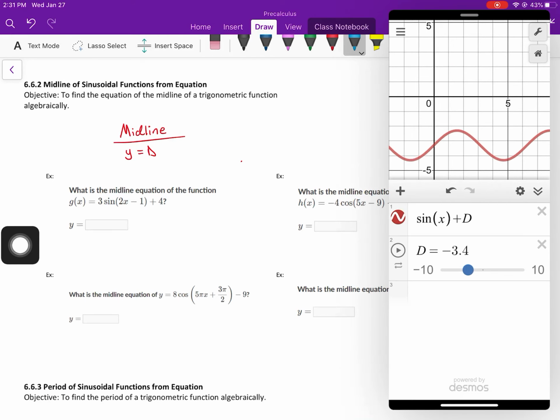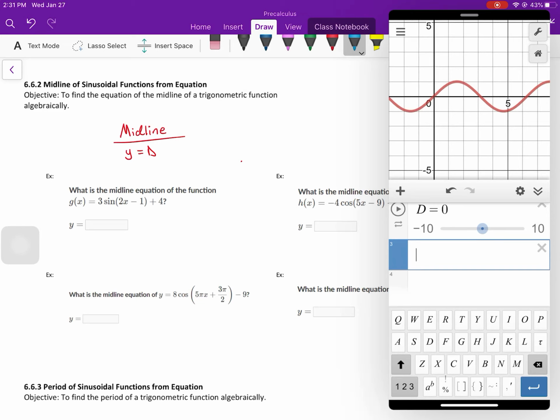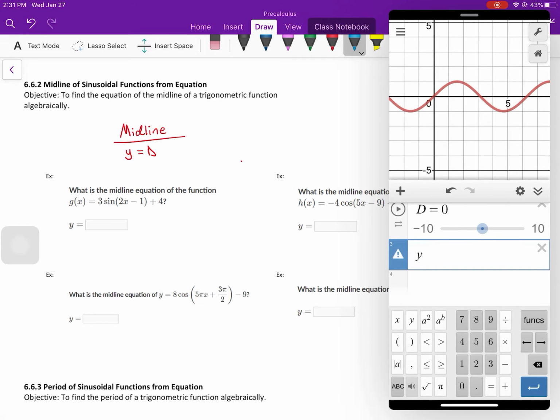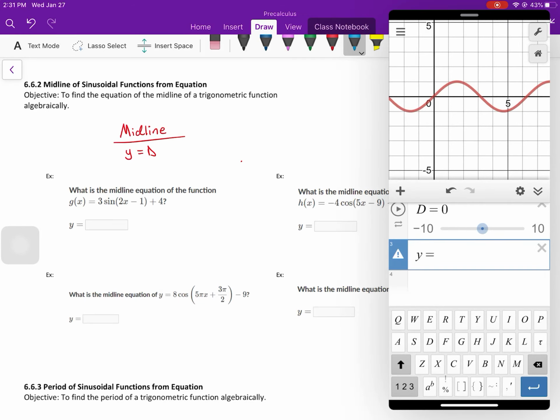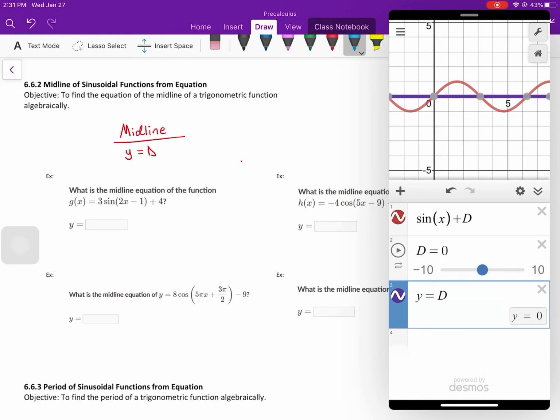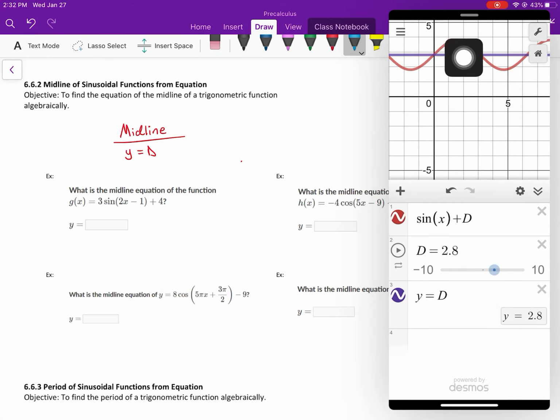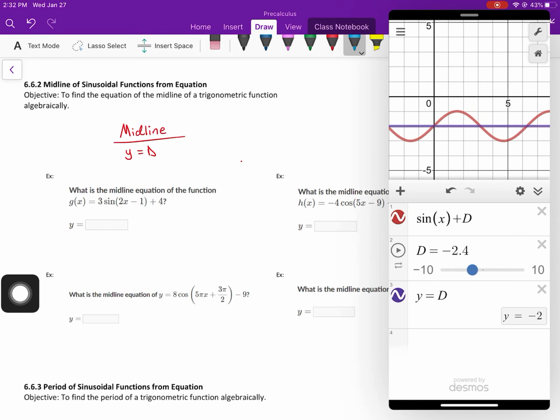Because check this out. If I drag this down, it lowers it. If I raise it up, it raises it. If I put it right at 0, we're right there on the x-axis like it normally would. Let me put the equation y equals d, and that's going to be the midline, that purple line there. If I increase this, you can see the midline is right in the middle between the maximum and minimum. So whatever number is on the outside, that's going to be our midline. Pretty simple to calculate.